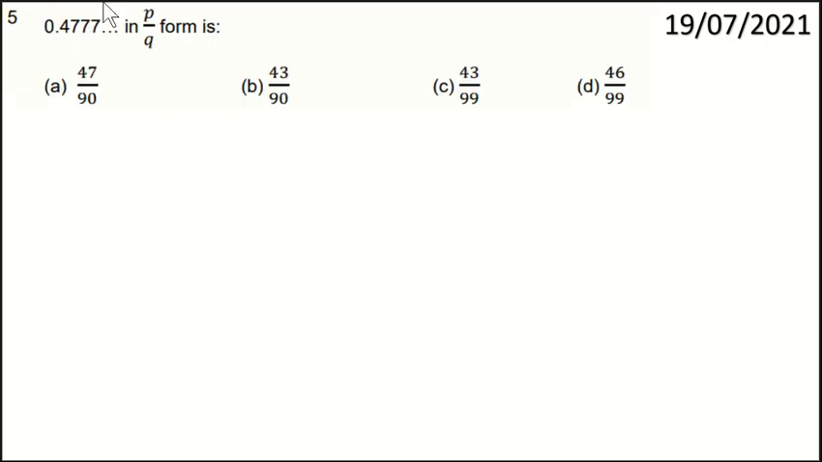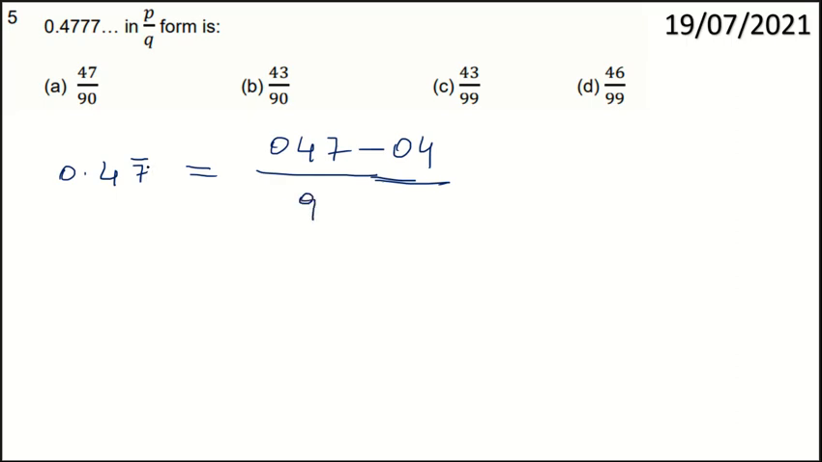Convert 0.47 bar into decimal form. The shortcut is writing the number 047 minus 04, upon 9, where the 7 is repeating.